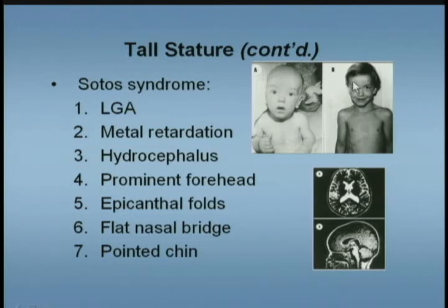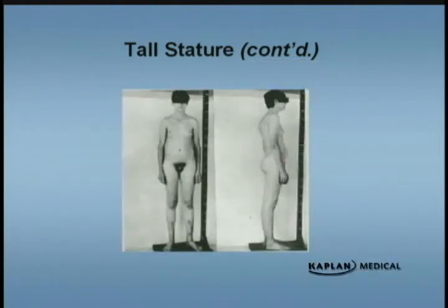The patients tend to have a very prominent forehead, as seen in both of these pictures, this one in the infant and also this one in the older child. And they tend to have a kind of pointy chin. Also, they'll have epicanthal folds and a flat nasal bridge. This is Sotos syndrome, and it courses with tall stature.